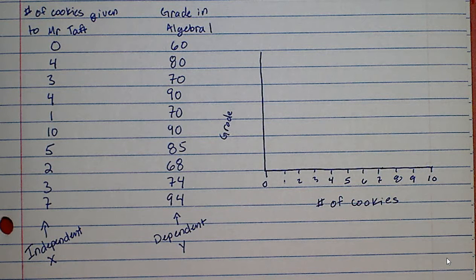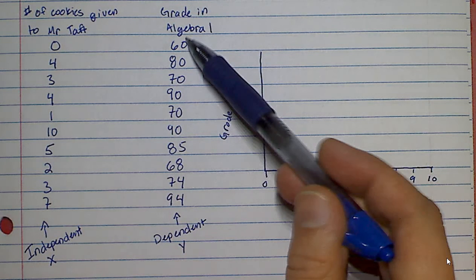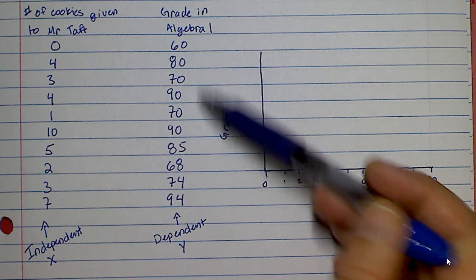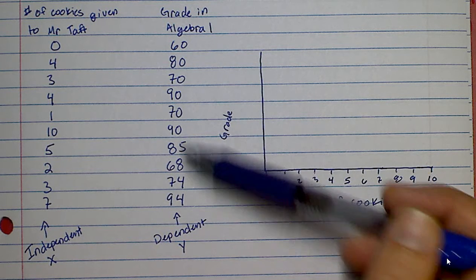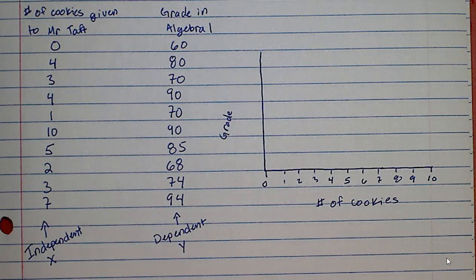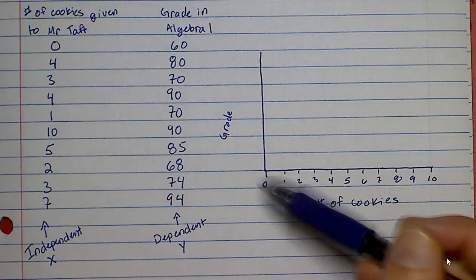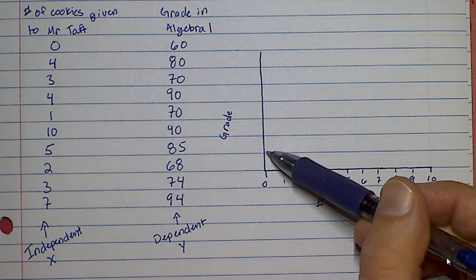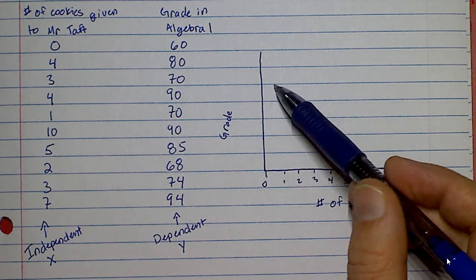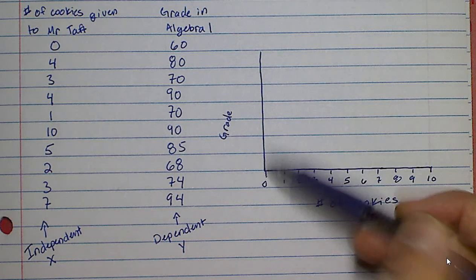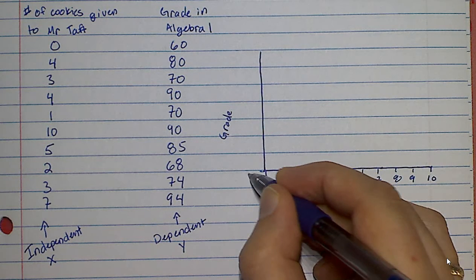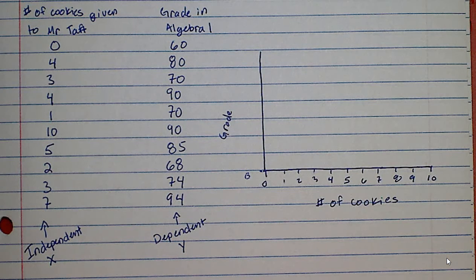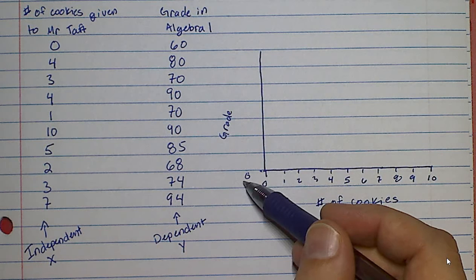Now, a note about the y-axis here. What's the lowest grade that I have on here? What's the highest? 94. Okay, so even though the lowest grade is 60, I don't want to have a break in my y-axis and start at 60 and then count by 5s up to 94. I want to have my y-axis start at 0 as well. I don't want a break in there because whenever there's a break, it ends up distorting what the graph really looks like.